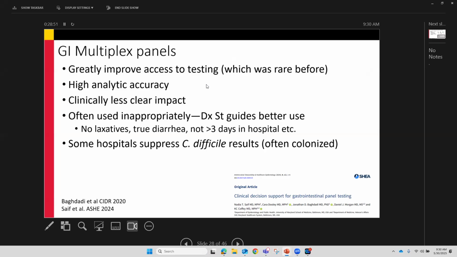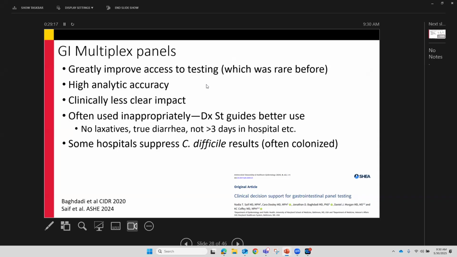And that's because, again, people are often colonized with things, and we don't know exactly how much of something you need to cause disease. We know that it's often used inappropriately. When you release tests in the wild, some doctors love them and order them all the time. Others don't order them when they should. And often there needs to be better guidance in stewarding people in the right direction.